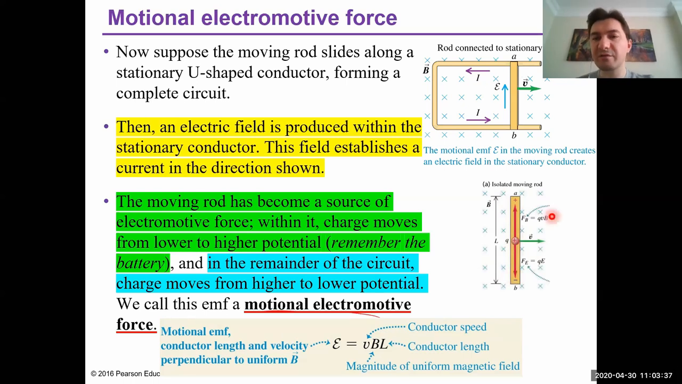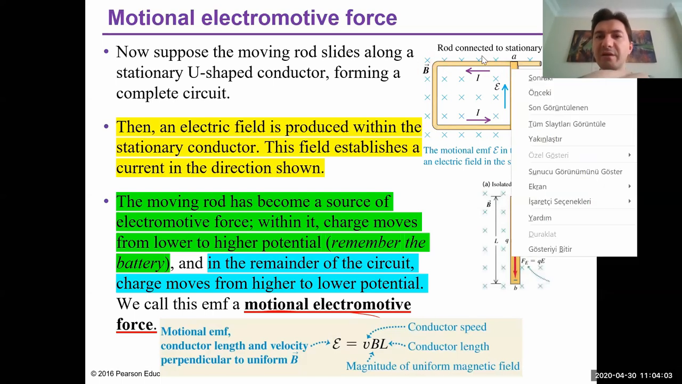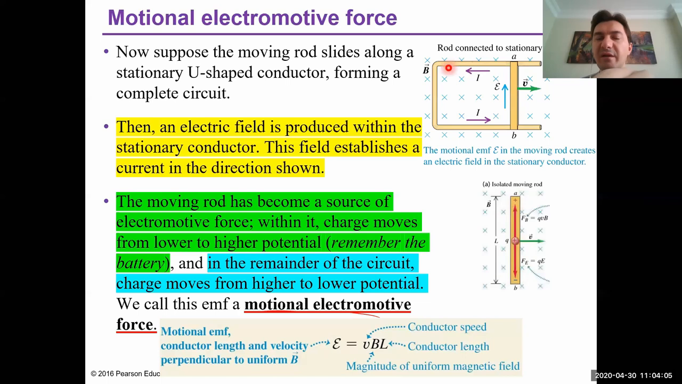Just put this rod here and move it to the right side. Then there will be a force acting on positive charges on the rod, and then positive charges accumulate at that end of the rod, and negative charges accumulate at that end of the rod. Then we have a circuit like this. Then there will be EMF and current in the circuit like this.